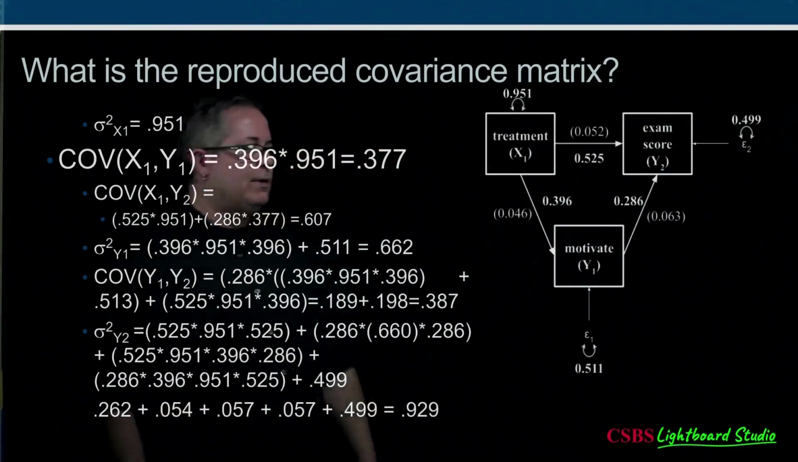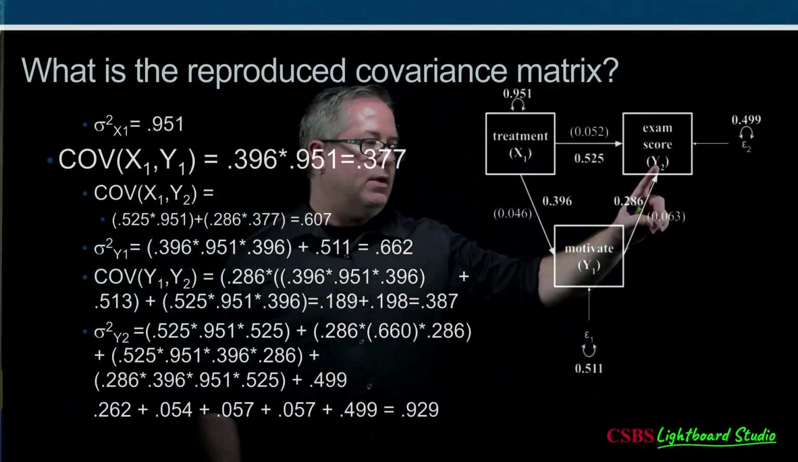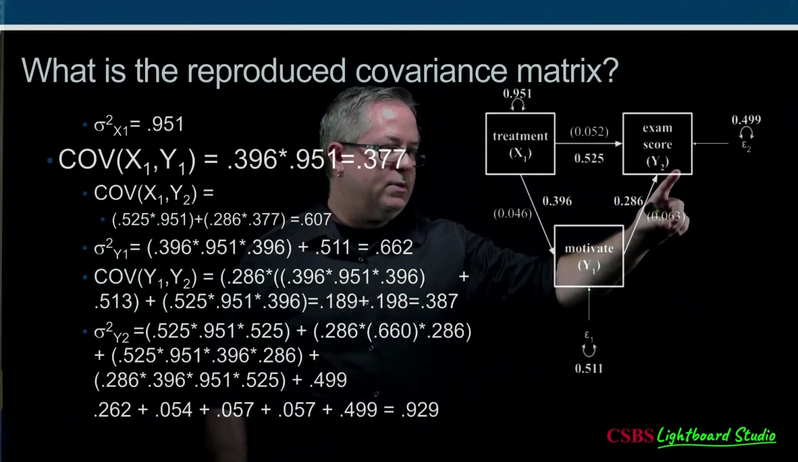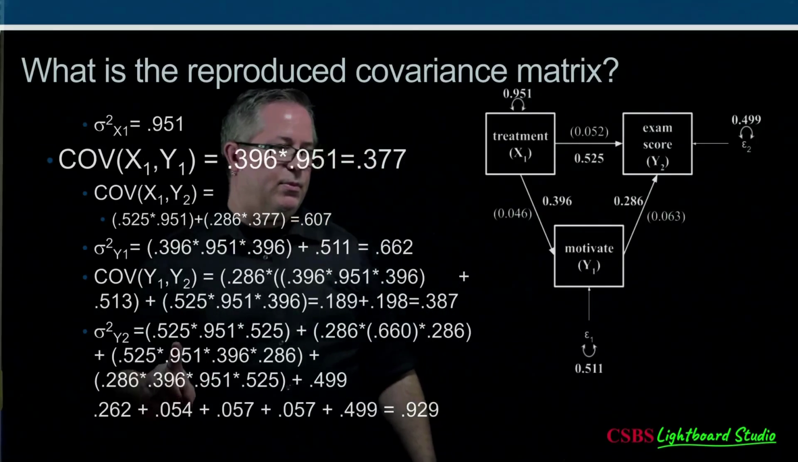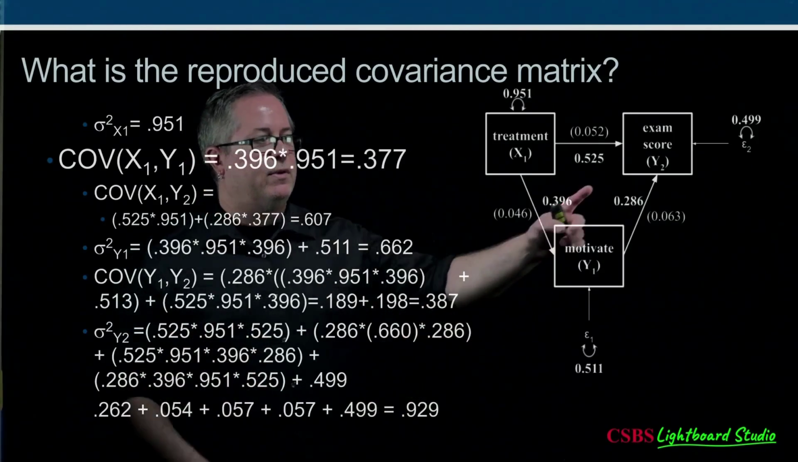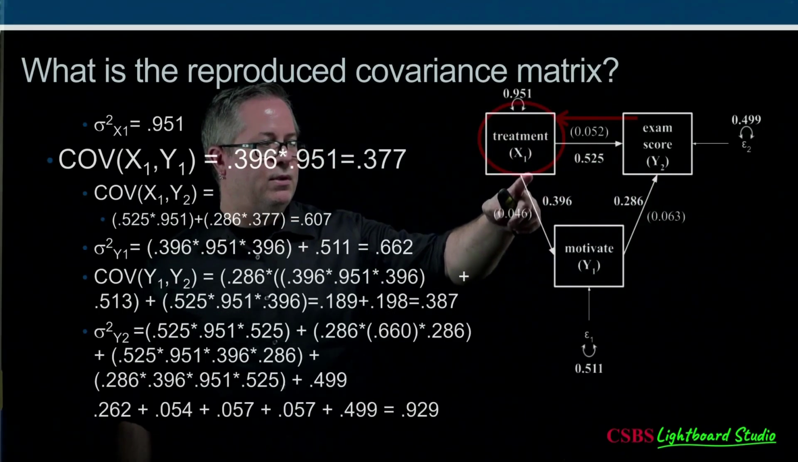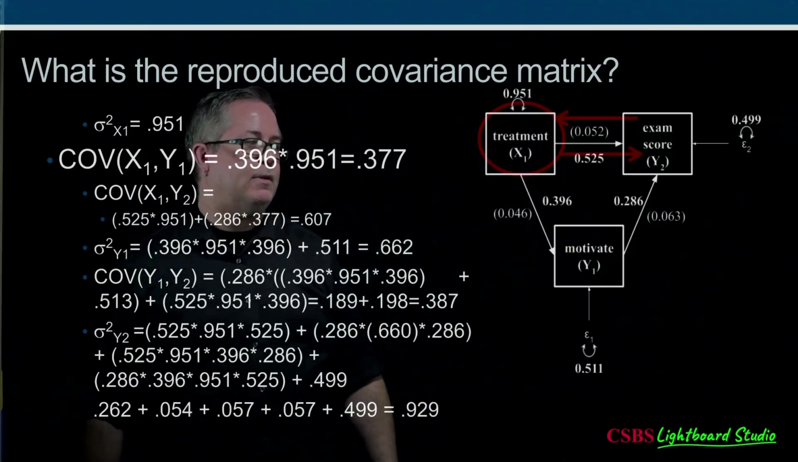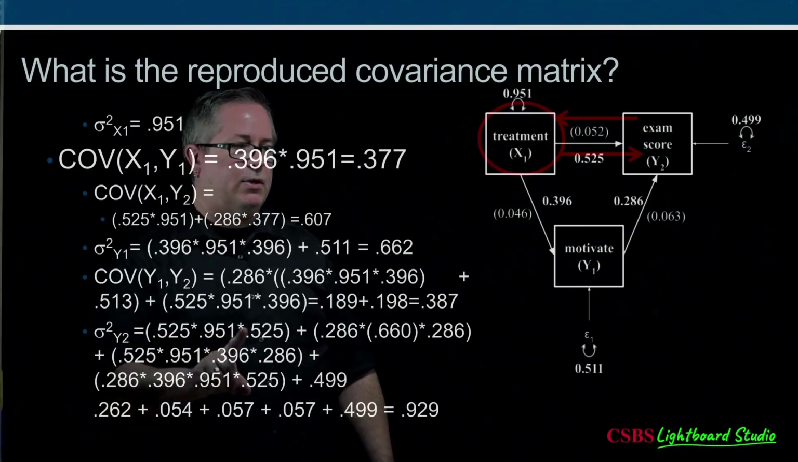We can start with the simple way of going from y2 back to itself. I can go from y2 back to x1 back to itself. That's one way. So if I look, 0.525 times 0.951 times 0.525. y2, going backwards, then multiply that with the variance of x1, and then go back forward again. Right, that's perfectly fine. That's one part. This is the part related to the direct path between x1 and y2.